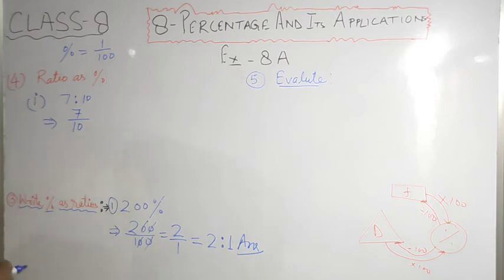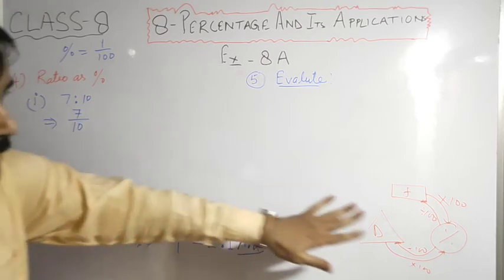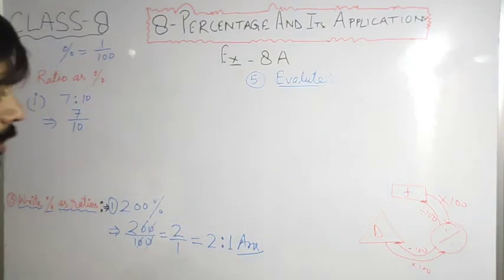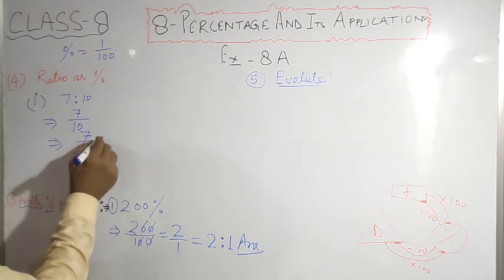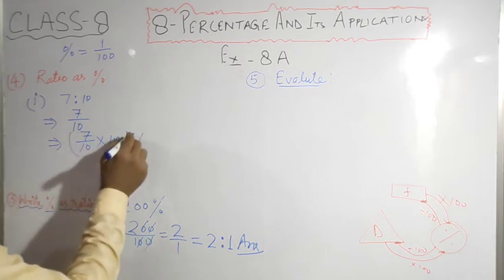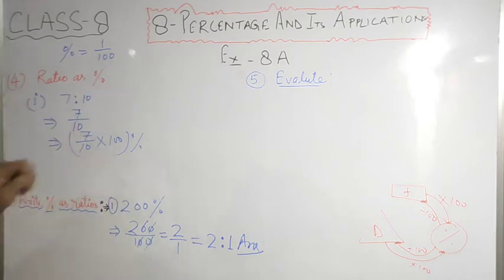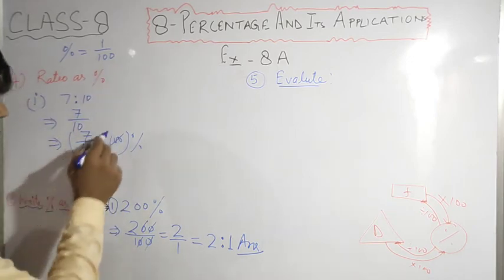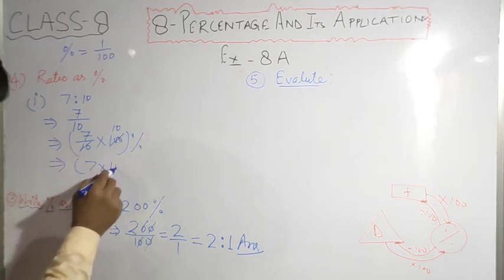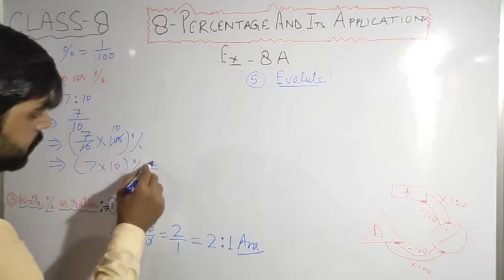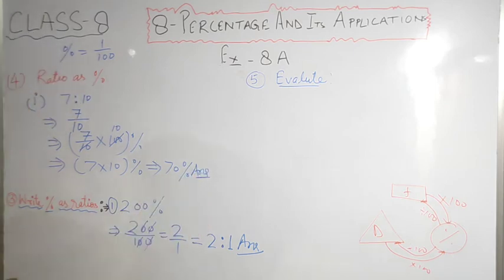And now we have a fraction, and you know how we can convert any fraction into a percentage by this rule: multiply by 100. Same as when you multiply by this number, you get the percentage form of this ratio. 7/10 times 100. 10 and 100 are divisible, 100 by 10 is 10. So what do we get here? 7 multiplied by 10% is equal to 70%. The answer will be 70%.